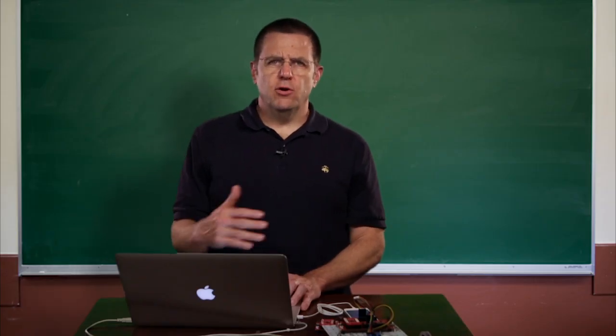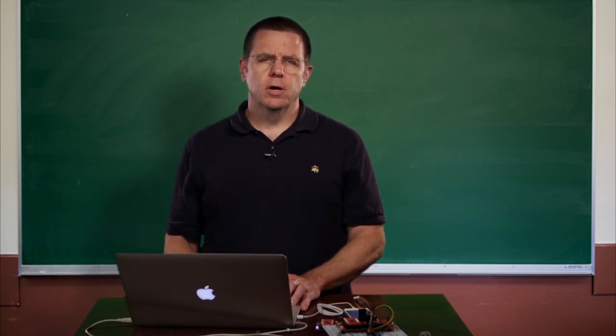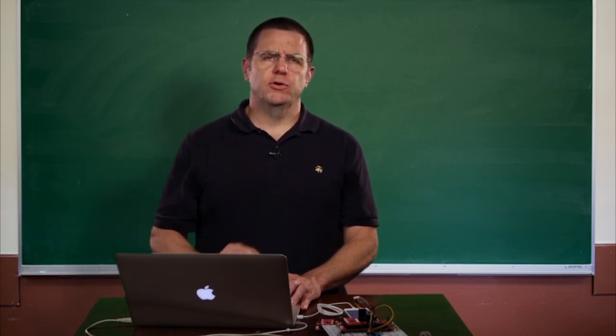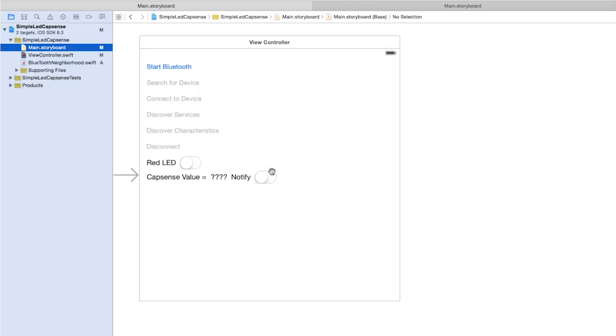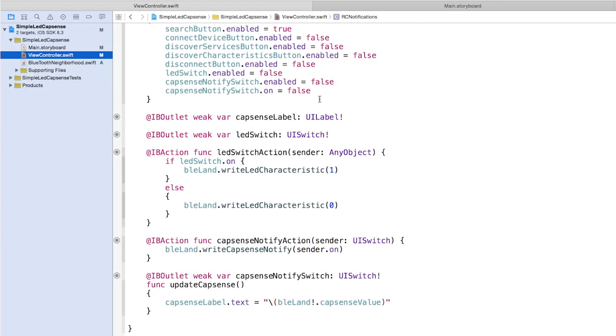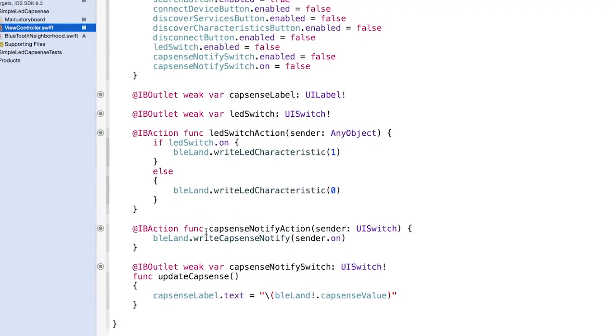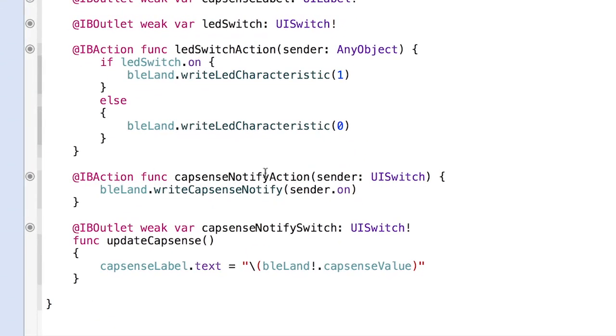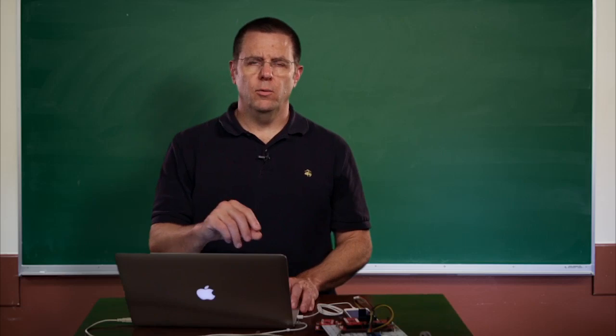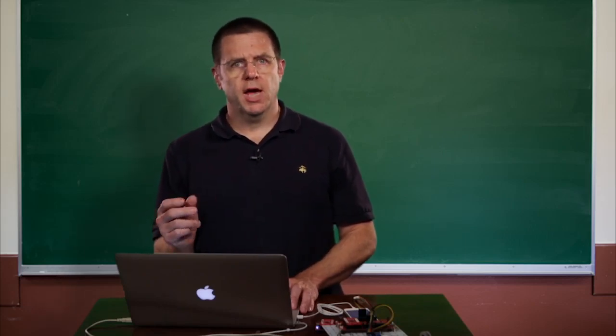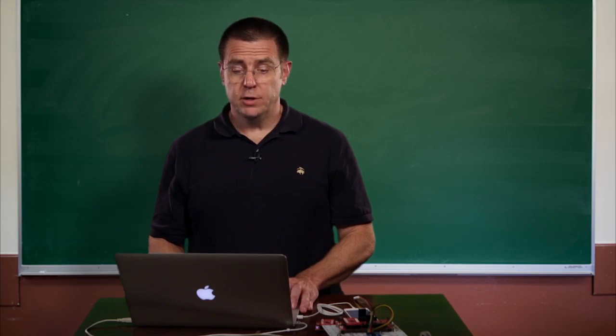So for us to get notifications back from our board, we need to tell our board that we're interested in notifications. So when this switch is switched, it calls an action in our view controller called the CapSense notify action. And all the CapSense notify action does is it calls the model and it says, please write the CapSense notify and tell it whatever the sender on is. Now, that switch, when it's on, it's true, and when it's off, it's false. So when it's on, we want notifications, and when it's off, we want no notifications.